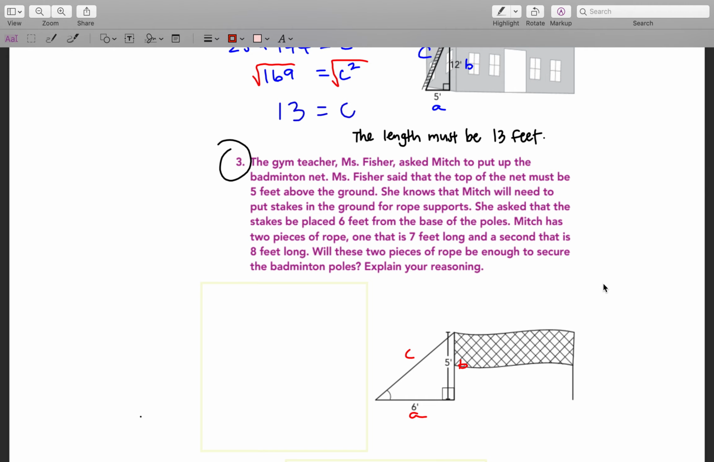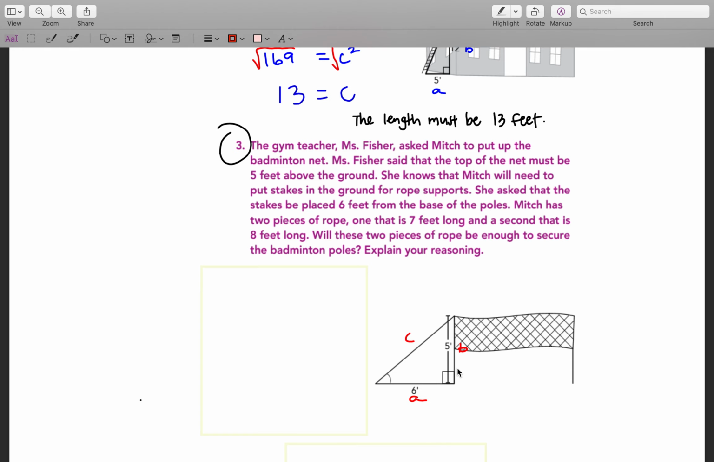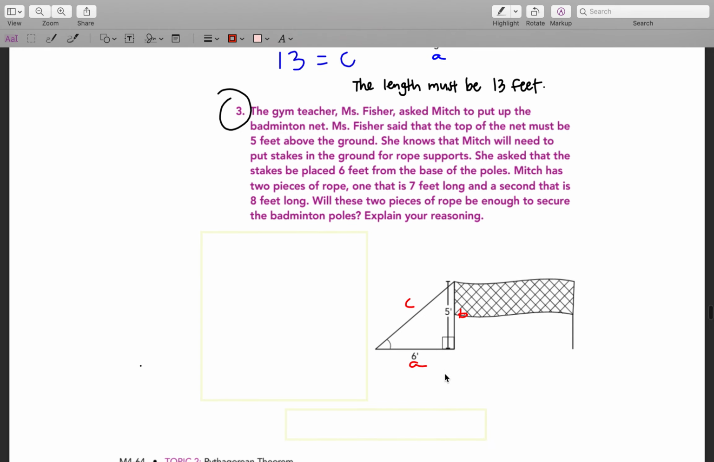All right, so this is the triangle. So it's 5 feet and 6 feet. So these are A and B. It doesn't matter which one's A, which one's B, as long as you just distinguish the C as the hypotenuse, which is the longest. These two don't matter. So this could be A, this could be B, this could be A, or this could be B. Doesn't matter.